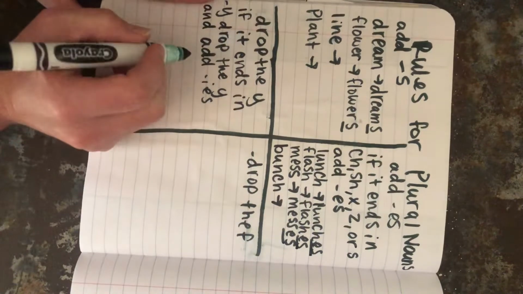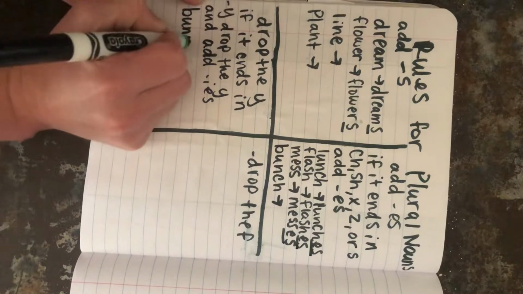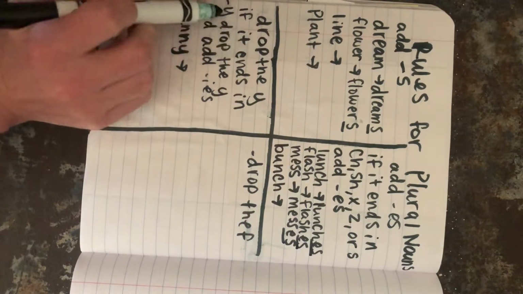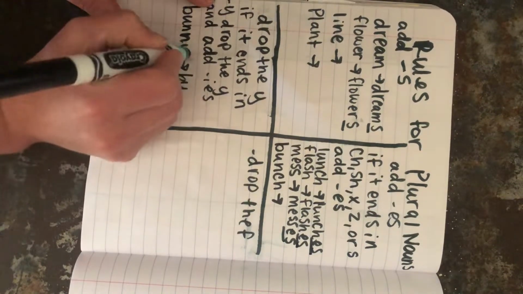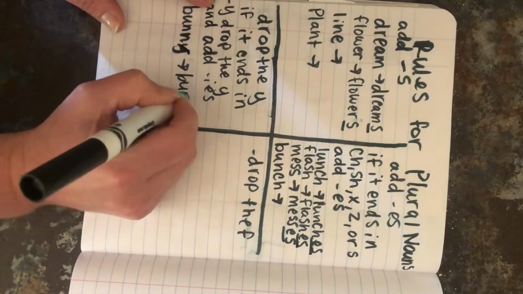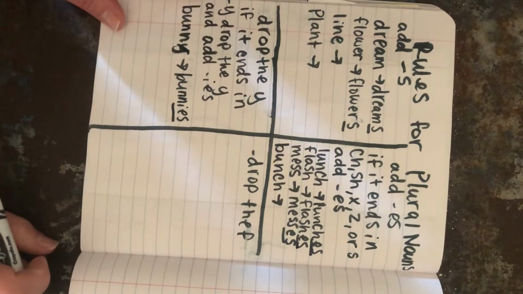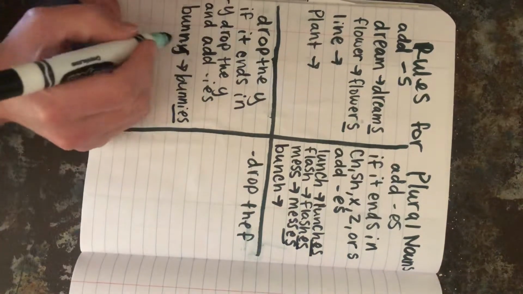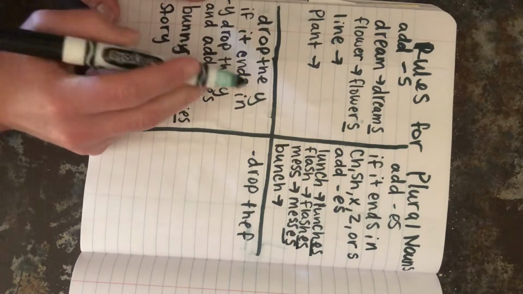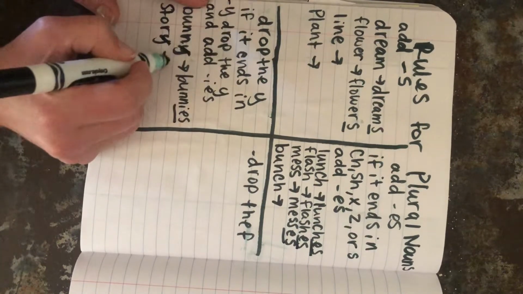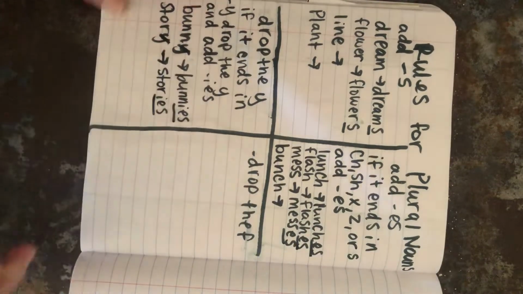We're going to do a little practice here with our first one, bunny. Now remember, our rule says if it ends in Y, you drop the Y and you add IES. So I'm going to make sure that I cross out that Y just like that and add IES. Next one is going to be story. If it ends in Y, you drop the Y and you add IES.